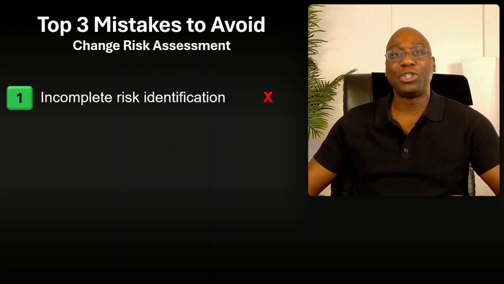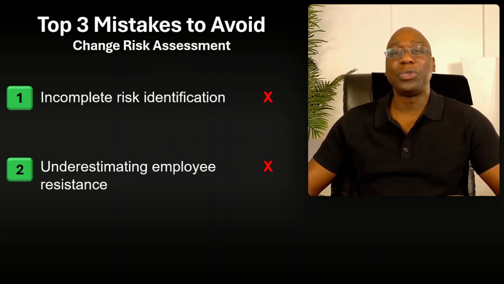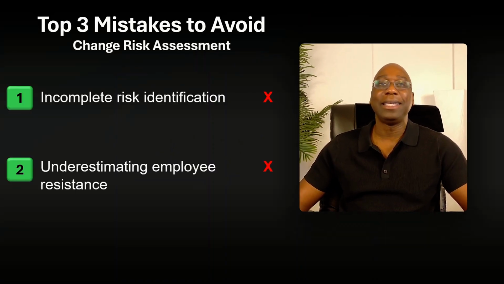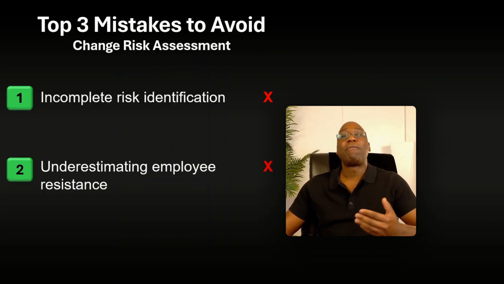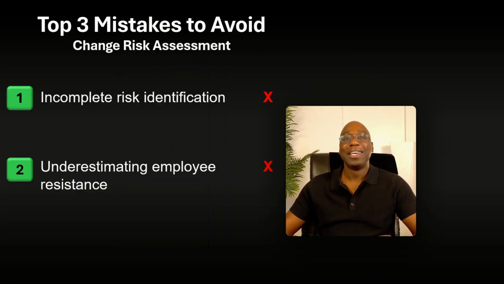What about mistake number two? Mistake number two is underestimating employee resistance. You assume that communication alone will eliminate pushback, but normally that is not the case. So you want to build strategies for engaging with impacted users, for gathering feedback and providing them with ongoing support and also training. A third mistake you want to avoid is lack of prioritization.